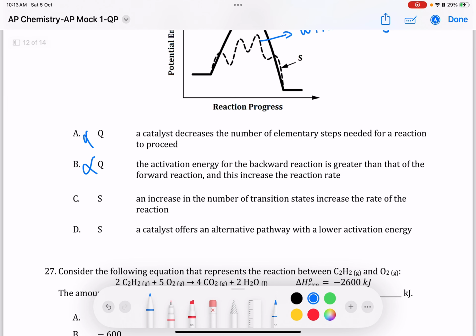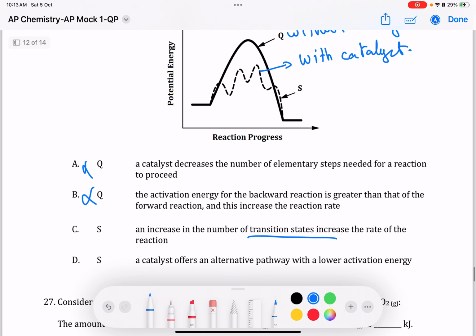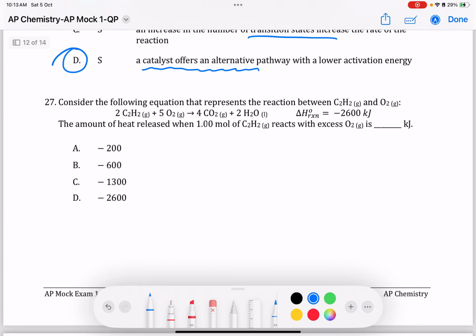So let's read: an increase in the number of transition states. No, it has nothing to do with the internal steps of the reaction, the step mechanism of the reaction. So it is D, because the catalyst lowers the activation energy by offering an alternative pathway. So it's option D. Consider the following equation that represents the reaction between C2H2 and O2.